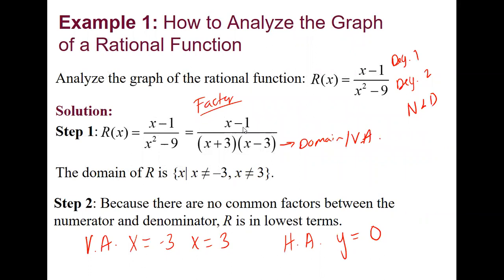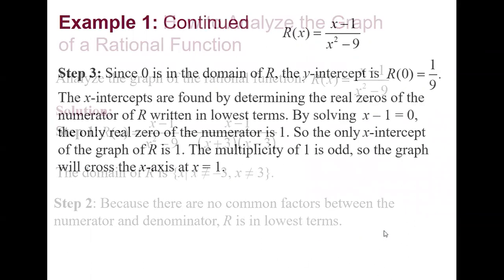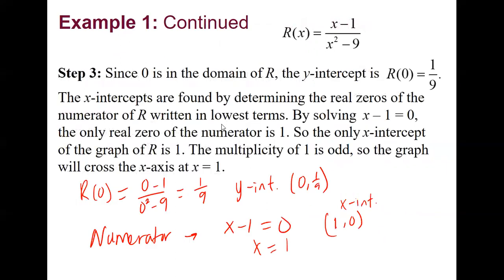So yeah, we found the factors, the domain, and the vertical asymptotes came from the denominator. The numerator degree was less than the denominator degree, so the horizontal asymptote is y equals 0. And then we found our intercepts. To find our y-intercept, we substituted 0 in because 0 was part of our domain. And when we substituted in, we ended up with (0, 1/9).